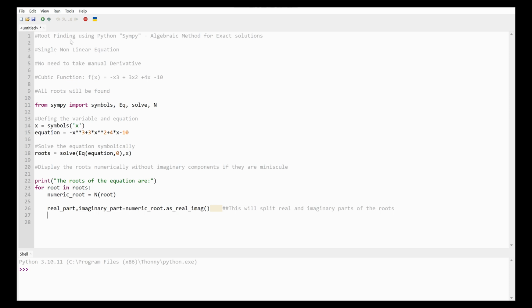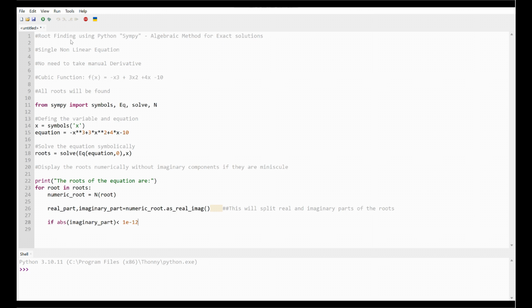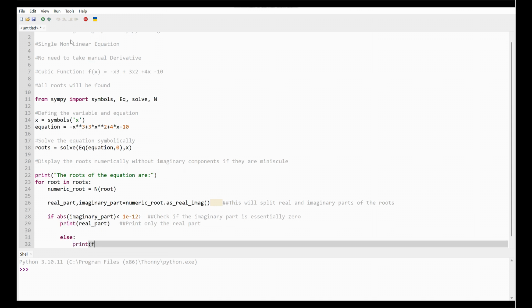So we want to avoid getting that imaginary part if it's too small. So I will try to separate the real and the imaginary part over here. I will say that if the imaginary part is less than 10 to the power minus 12, just print the real part only. We don't need the imaginary part. And if the imaginary part is not small, is large, then print both real and imaginary part. So basically give answers comprising both.